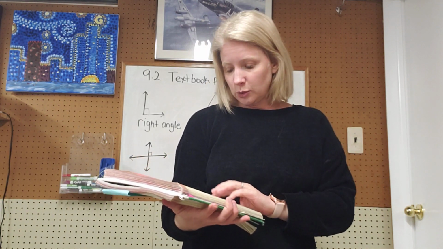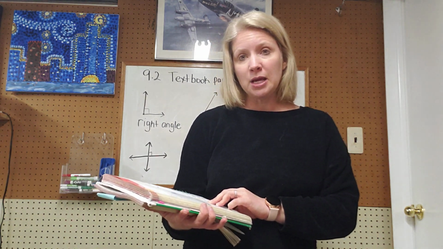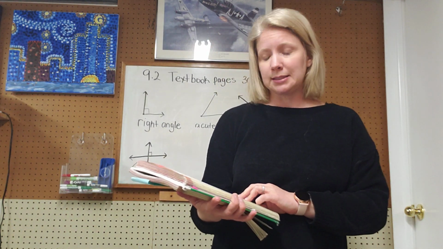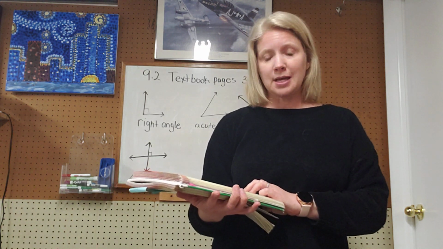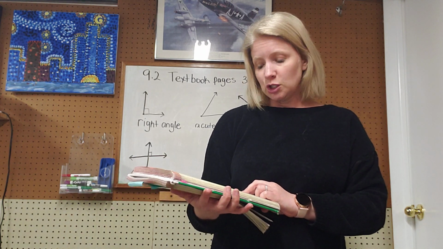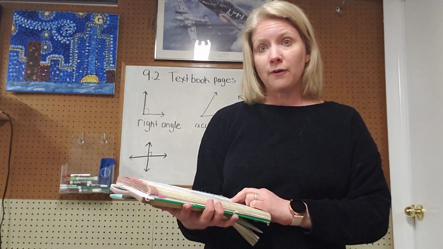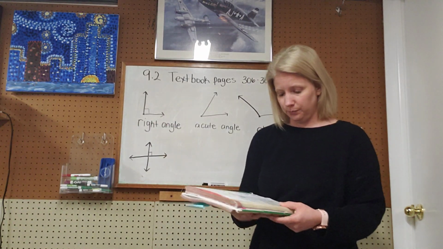Number 1, and the directions say, how many angles does each figure have? So if you look at that box, there are how many corners on that box? Count all the corners. 4. 4 corners on that, well, it's a rectangle. It's not really a box. A rectangle. So there are 4 angles. There are 4 corners. There are 4 right angles on that rectangle.